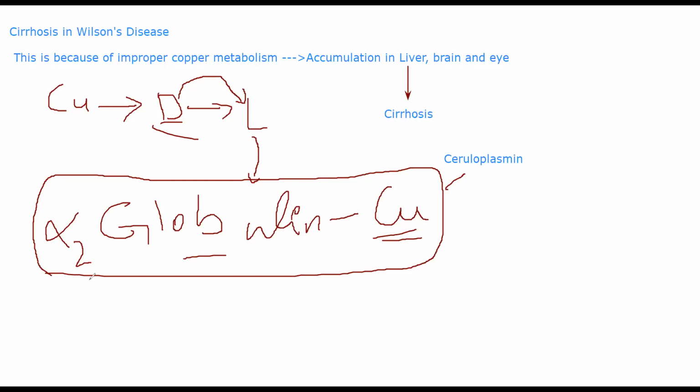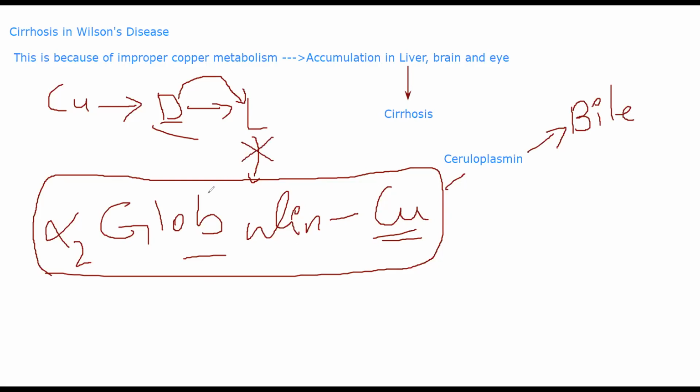This pairing of alpha 2 globulin and copper, this particular protein complex, is called ceruloplasmin. Ceruloplasmin will be excreted by your liver through bile. Okay, so this gets excreted out via bile. Right, this is how it normally occurs. In Wilson's disease, copper gets accumulated in your liver rather than being excreted. So this step will not occur properly.